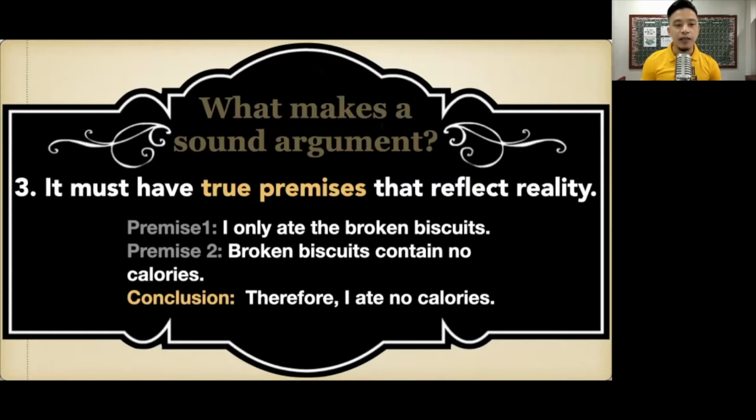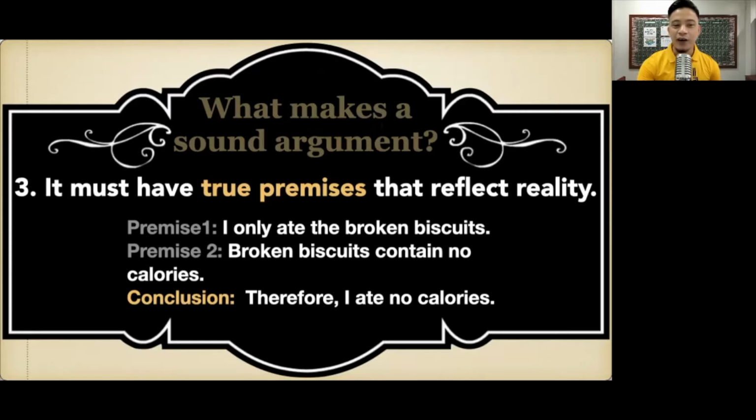The third characteristic: it must have true premises that reflect reality. Take a look at this argument. Premise 1, I only ate the broken biscuits. Premise 2, broken biscuits contain no calories. Conclusion, therefore, I ate no calories. That doesn't sound right. Why?